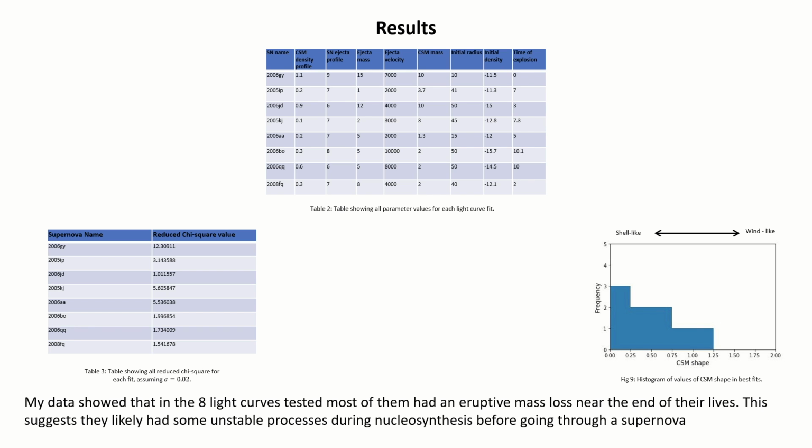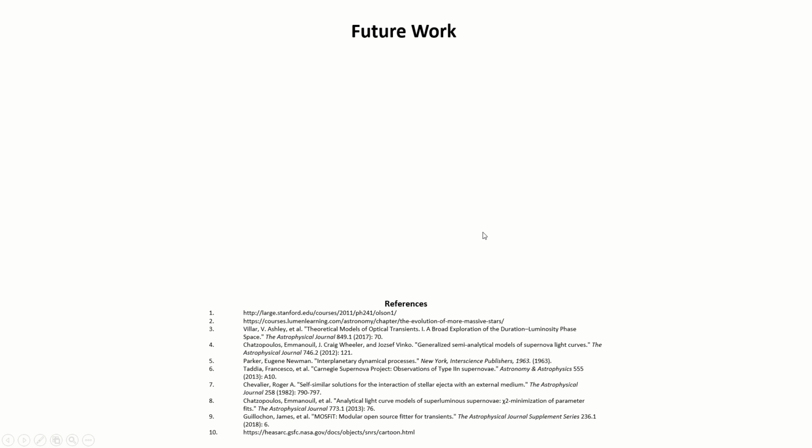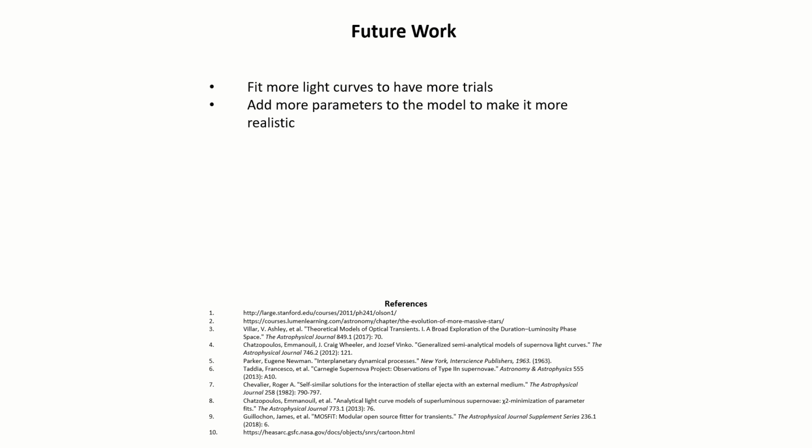If given some more time, some improvements would be to add more light curves to test on, because 8 trials is a pretty small sample size. But this is a little difficult to achieve because light curve data requires very long observation times. Also, adding more parameters to the model to make it more realistic would be beneficial, but fitting with 9 parameters was already pretty time consuming.